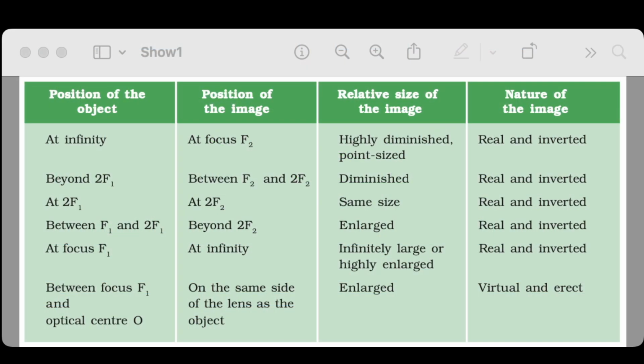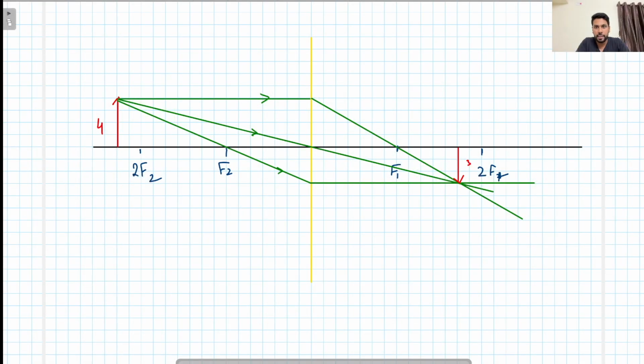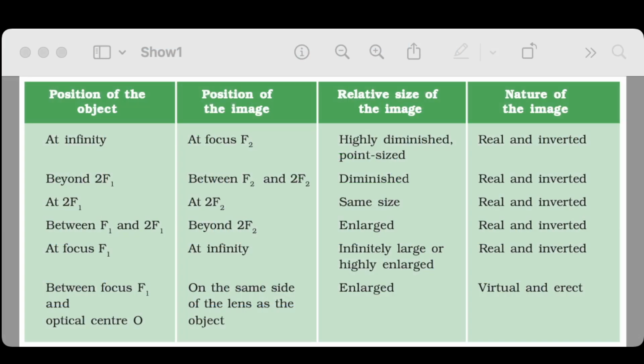And where is the position of the image formed? Look here. My image has formed between F1 and 2F1. Here it is labelled F2 because they have just exchanged places. So it is between F2 and 2F2, right? And it's diminished because it is smaller, real and inverted.